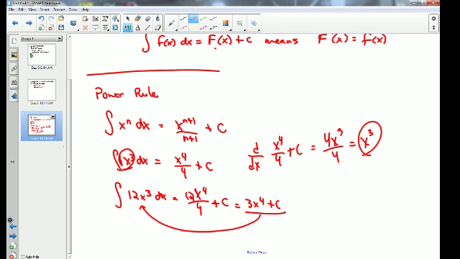So learn to think both ways, forward and backwards. Derivative and antiderivative.